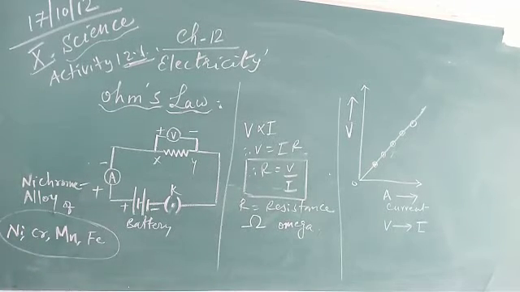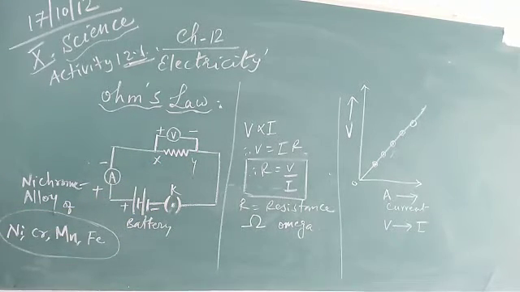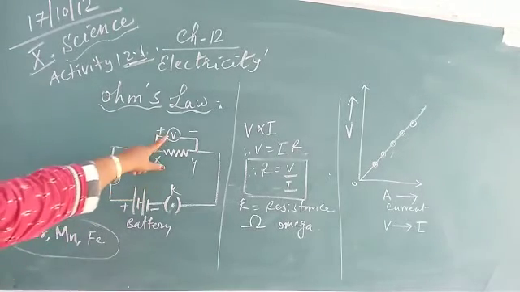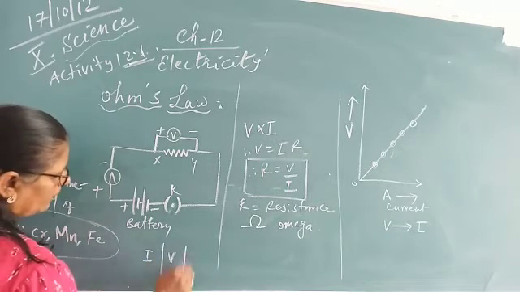So here the nichrome wire XY of length 0.5 is connected, then ammeter A, voltmeter V, key K, and the batteries are connected. Battery means the cells, of 1.5 volt each. First of all, we use only one cell as a source of energy. Note the reading in the ammeter and voltmeter.